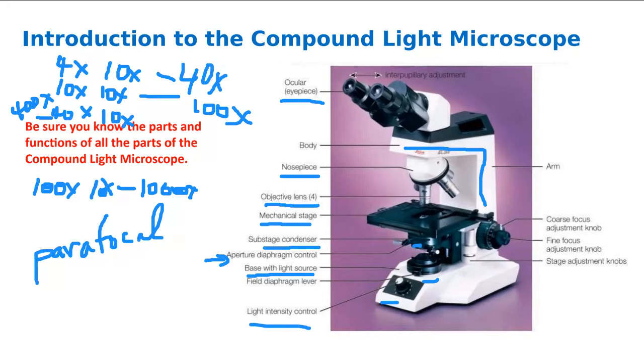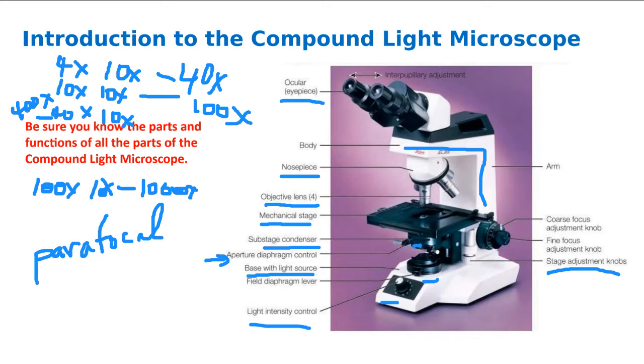Okay, good. The other things that I want you to know about is there's going to be some stage adjustments. Usually there are two knobs. One of them will allow you to move the stage from left to right, and then the other knob will allow you to move it upwards and backwards. Okay, and so that allows you, once you get your slide in focus, you can just move the stage and the slide will move with it.